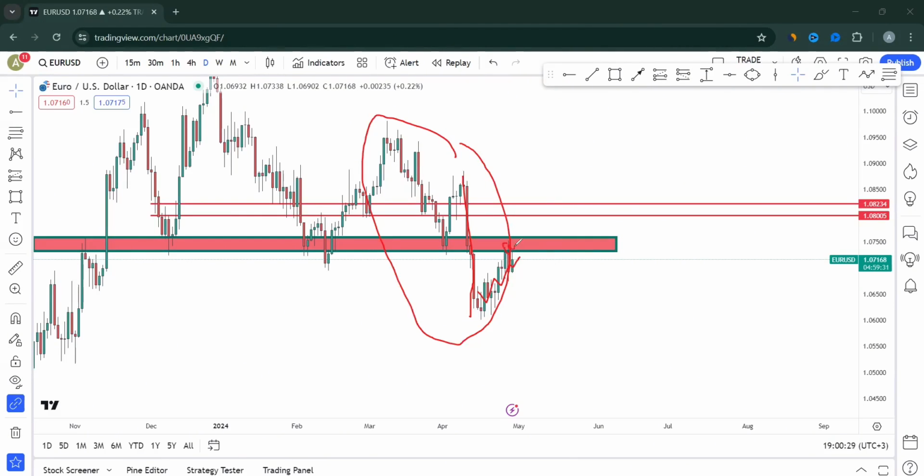The market can sell from here, which is true, if there's a change of trend. We're going to talk about that in a few minutes. If there's a change of trend, it can sell from here.